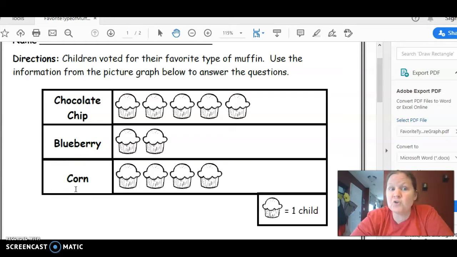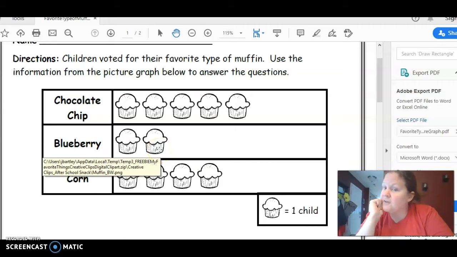If you were looking at this graph, which one only had 2 kids vote? Which one only had 2? Chocolate chip, blueberry, or corn? Yeah, blueberry, because it's 1, 2. So see how you can see that real fast?